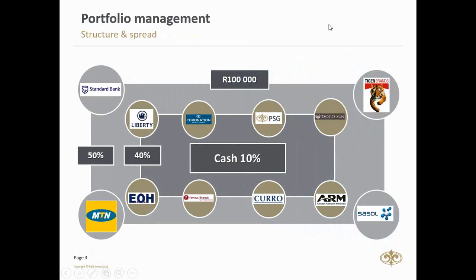So you might be looking at banks. And in this scenario, I'm just using an example. As I said, I like Standard Bank and I like Liberty. I'm using an example again. It could have been any other financial share. But the idea was to diversify my portfolio along the lines of sectors.